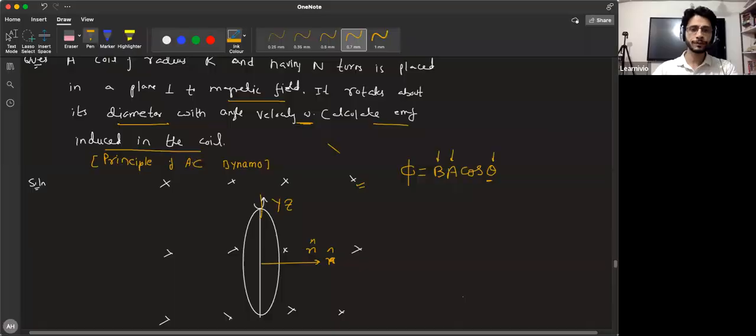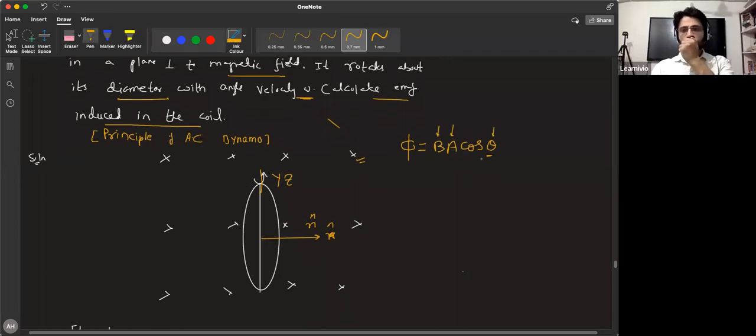Initially, your coil is in this way, so the angle between magnetic field and area vector is zero. Now, when your coil rotates, the angle changes. It becomes 90 degrees. When it rotates more, the angle becomes 180 degrees. Then the angle becomes 270, then it becomes zero again. So due to the rotation of the coil, the angle between the magnetic field and area vector is changing. Right? So flux is changing due to change in theta.